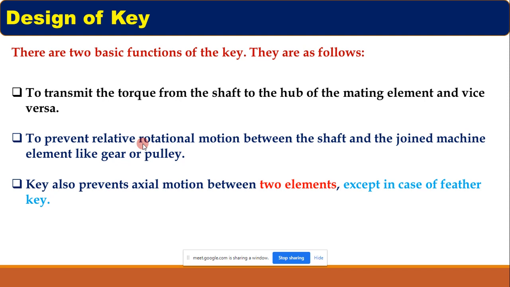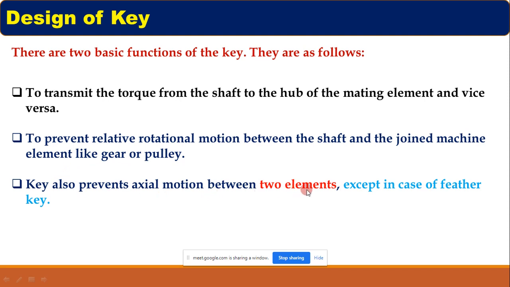Such a situation of relative motion between the shaft and gear can be avoided with the help of a key and keyway. So it is said that the key prevents the relative rotational motion between the shaft and whatever rotational element is mounted on that shaft. The third point is that a key also prevents the axial motion between the two elements.